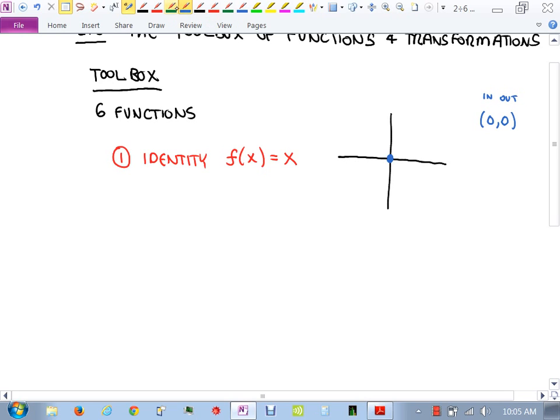Now let's do another point into this identity. One goes in, one comes out. Where would I plot that point? Right one, up one. So I go right one, up one, I put a dot. Then right 2, up 2. And I keep doing this: 3, 3, 4, 4, 5, 5. I could even do negatives. Negative 1 spits out negative 1. So that would go to the left 1 and down 1. Can y'all see what it is? It's just a straight line.